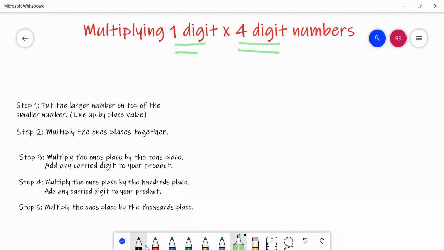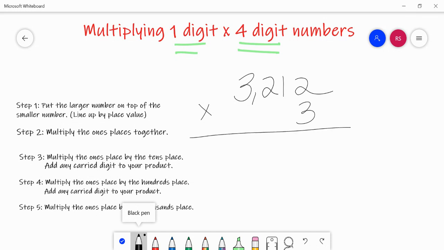So I'm going to give you the numbers 3,212 times 3. So I have 3,212 times 3. Again, same exact steps we've been doing. Nothing is really changing. The only thing that we're adding is another step because now we have a thousands place.